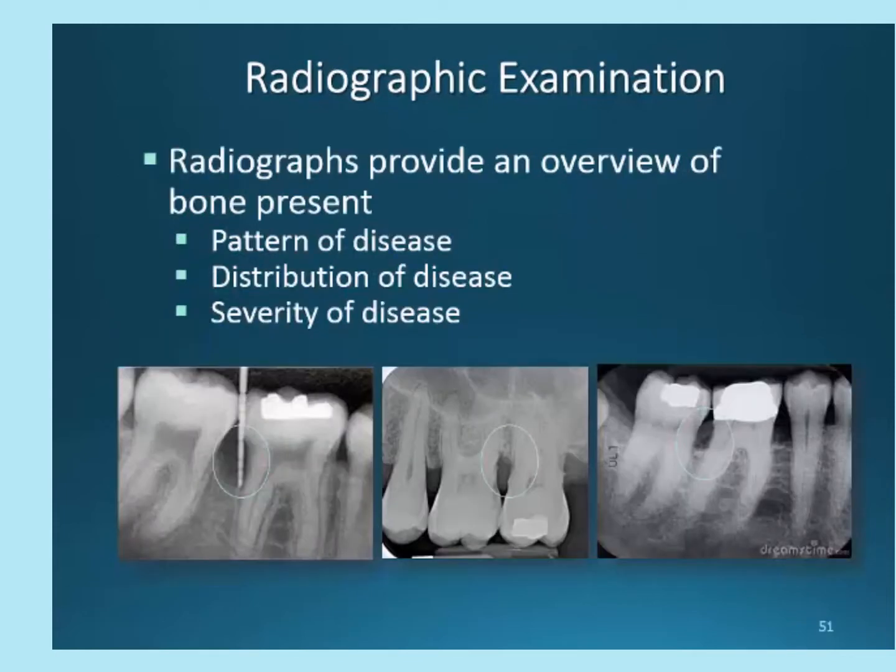Using radiographs during an exam will provide the pattern of disease, distribution of the disease, and severity. Note that in this first image, a probe has been inserted into the pocket. The measurement seen on the radiograph will be within 1 millimeter of its actual exam, noting that the tissue has not receded. As mentioned before, this is possible only through the paralleling technique and lack of distortion magnification.